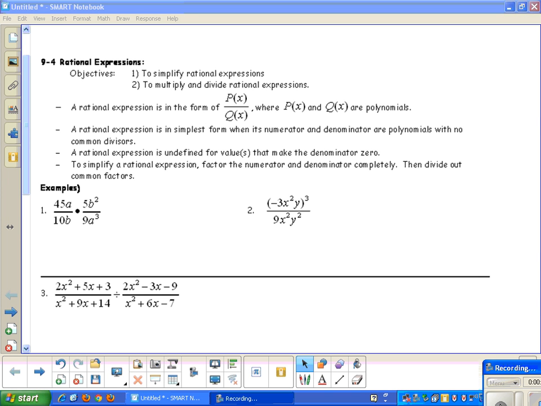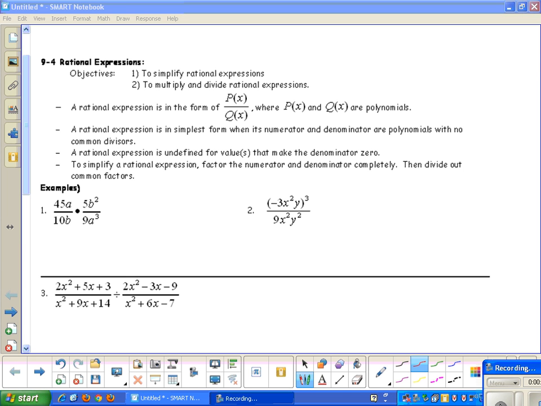Section 9.4, rational expressions. Our objectives are to simplify rational expressions and to multiply and divide rational expressions. Just to remind you, a rational number is a number that can be written as a fraction or has a repeating or terminating decimal. A rational expression is in the form of p of x divided by q of x, where p of x and q of x are polynomials. So now we're simplifying, multiplying, or dividing a polynomial by a polynomial.